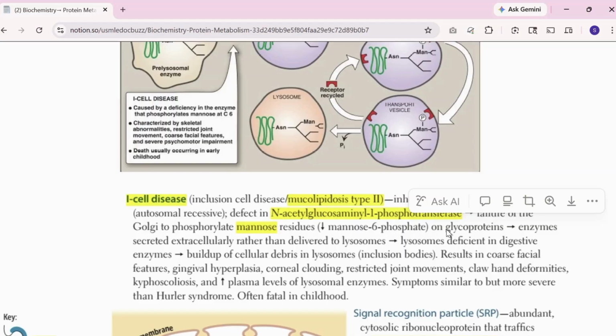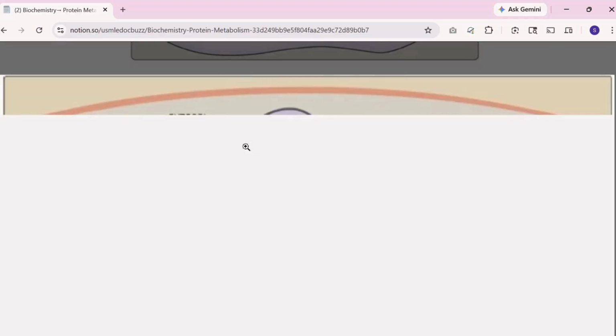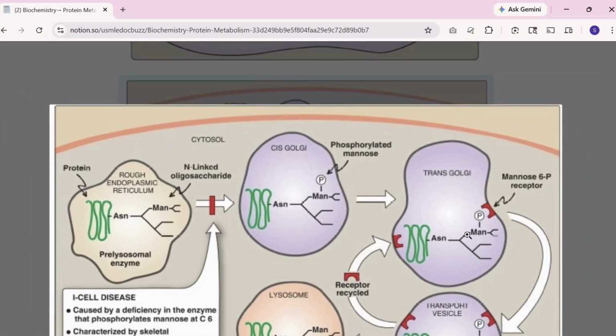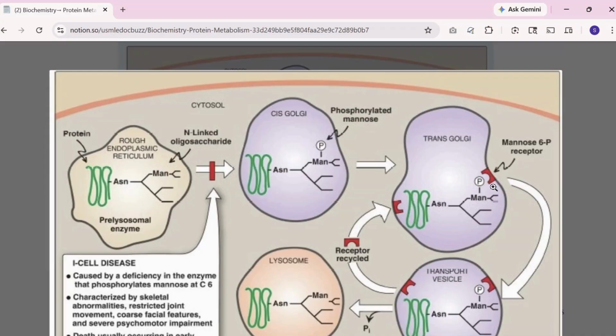Now, as this diagram shows you here, you made this thing and you have a lot of mannose, right? Typically, what's supposed to happen is you're supposed to phosphorylate your mannose in order to activate it and send it out, right? So they can function, right? And within I-cell disease, you're not able to do that. And you see this mannose 6 receptor that was supposed to detect that is not receiving its signal. So what ends up happening is this, right?